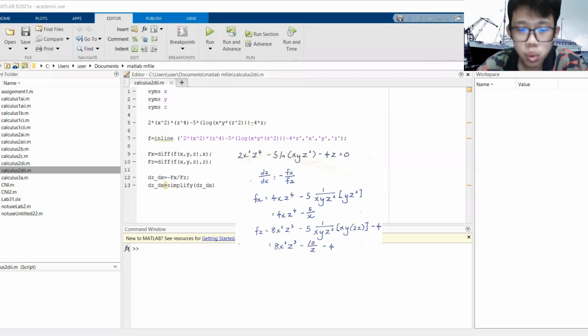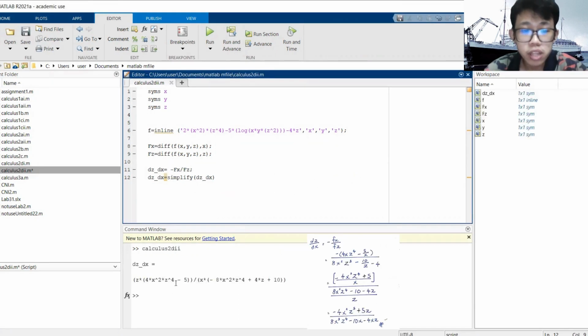For question 2D2, this is the coding for the equation that we use in manual calculation, which are the equations fx, fz, and dz over dx. The result is dz over dx equal to z times brackets 4x squared z power 4 minus 5 brackets over x times brackets negative 8x squared z power 4 plus 4z plus 10 bracket.